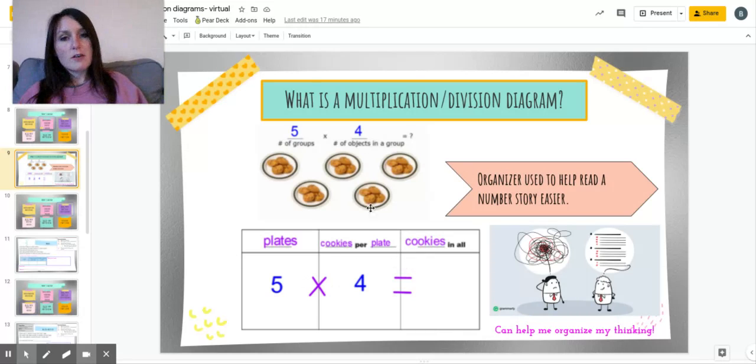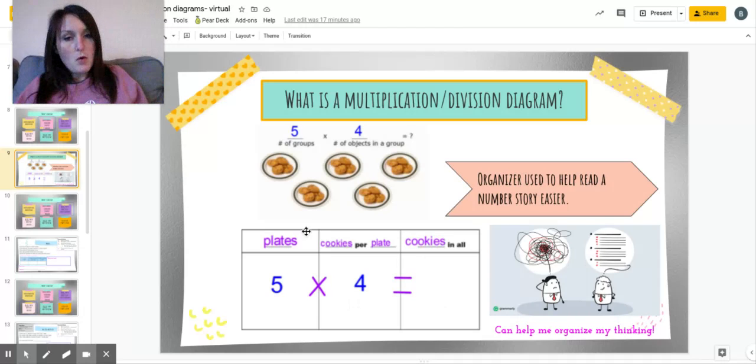Here's a picture. It has 5 plates with 4 cookies on each plate. So you just fill in the diagram based on what it says. There are 5 plates, so you put 5. There are 4 cookies per plate, so you put 4. And then you multiply 5 times 4, which is going to equal 20.